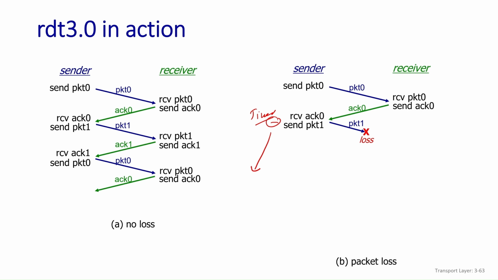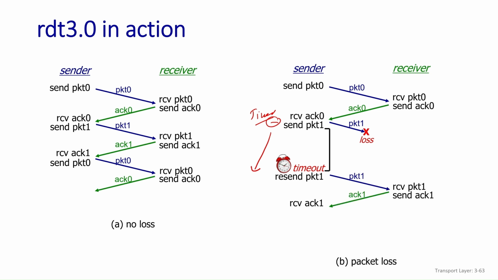No, sir, because the receiver has not received any packet in this case. So the timer goes off, right? Timer expires, and then we need to resend this packet number 1. Now the receiver receives packet 1, and it sends this acknowledgement, and so on and so forth.